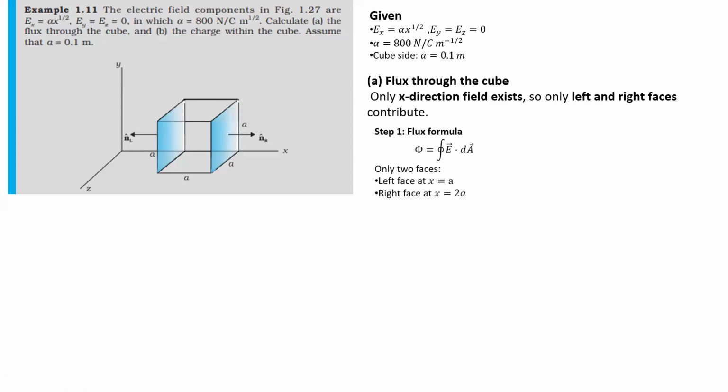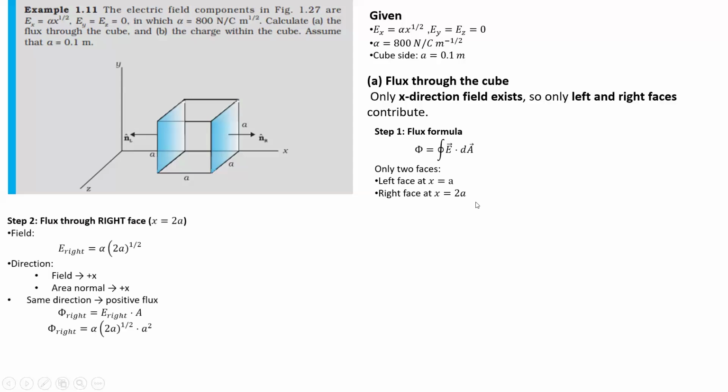What's the formula for flux? Flux is equal to the integral of E dot dA. Now we have to consider two faces. First, the left face. With respect to the origin, the left surface is at a distance a, therefore x value is a. For the right surface, from the origin the separation is a plus a, that is 2a. Now, flux through the right surface, x equal to 2a.